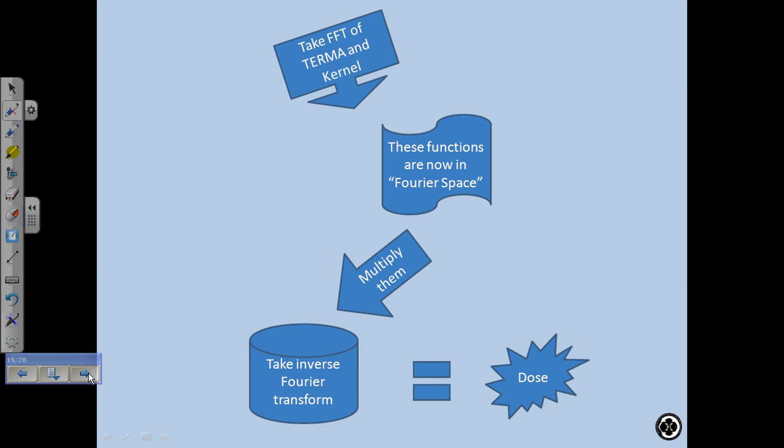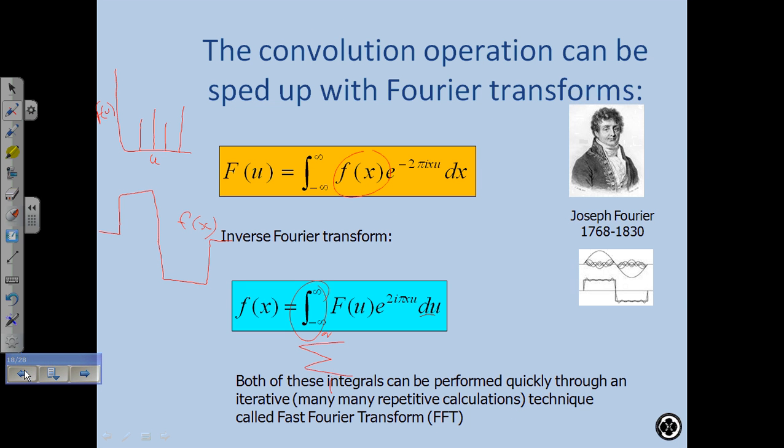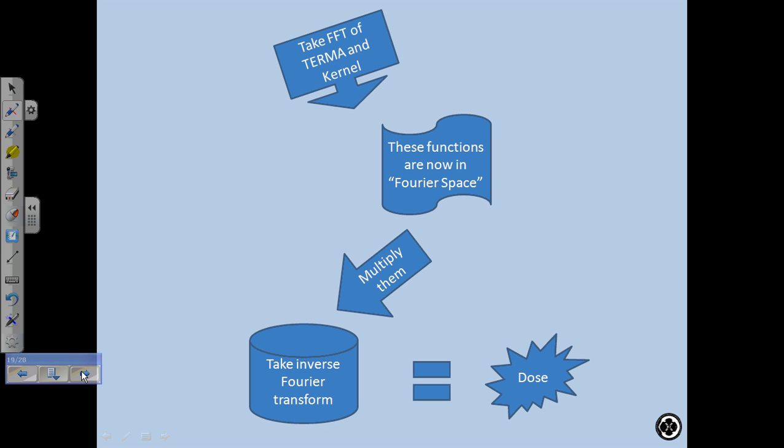Okay, so this is the block diagram of how we're going to calculate dose. We take the fast Fourier transform of the terma and the kernel. These functions are now in Fourier space. So we take the FFT of the terma. As an example, the f of x can be the terma. And then we do the same thing for the kernel. So we end up with two capital F's. And then in Fourier space, we multiply them together. Then we take the inverse Fourier transform of that multiplication, and that's how we get the dose.